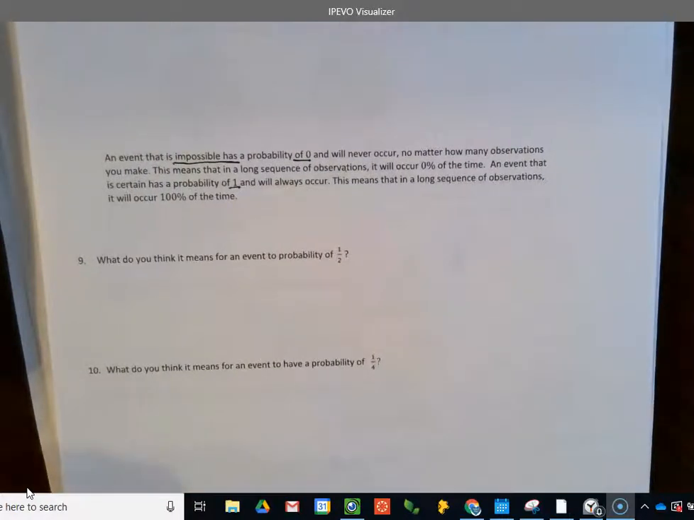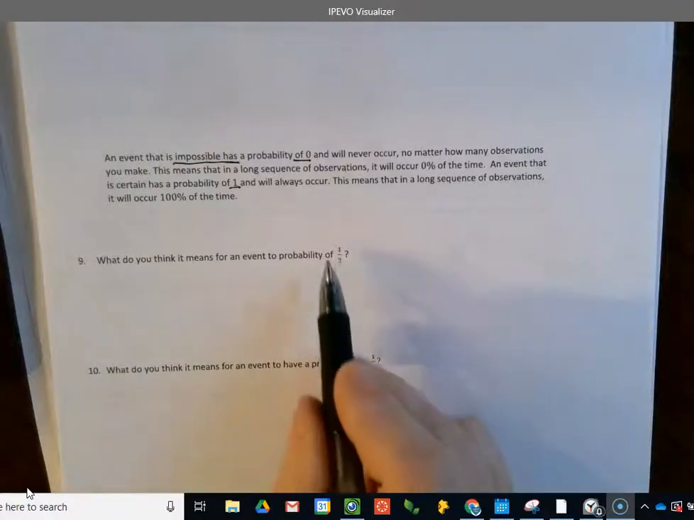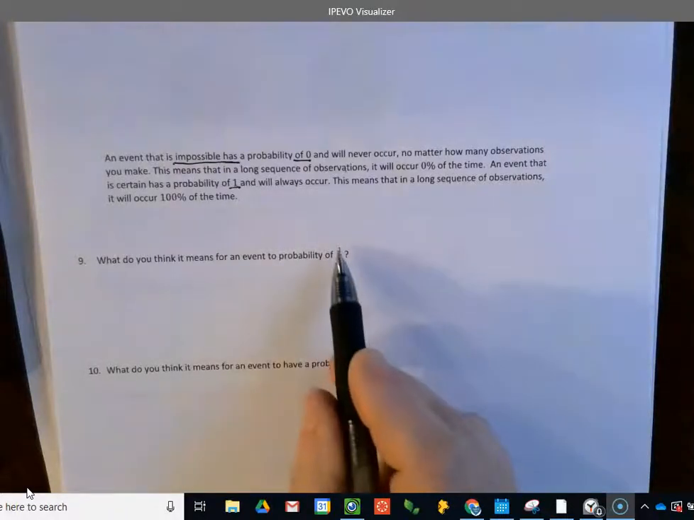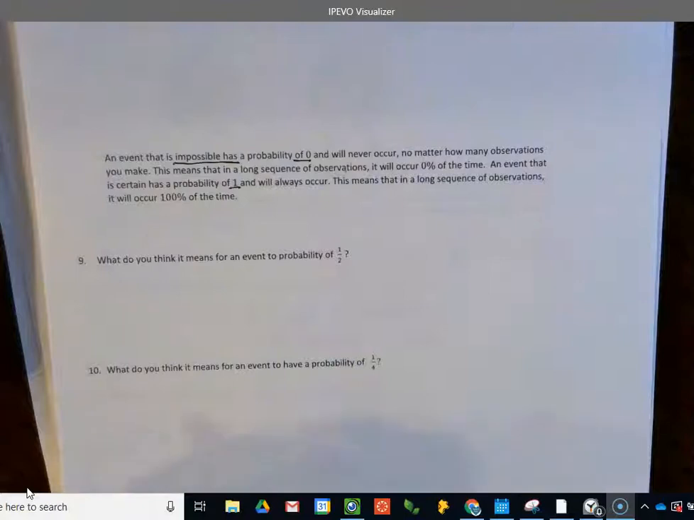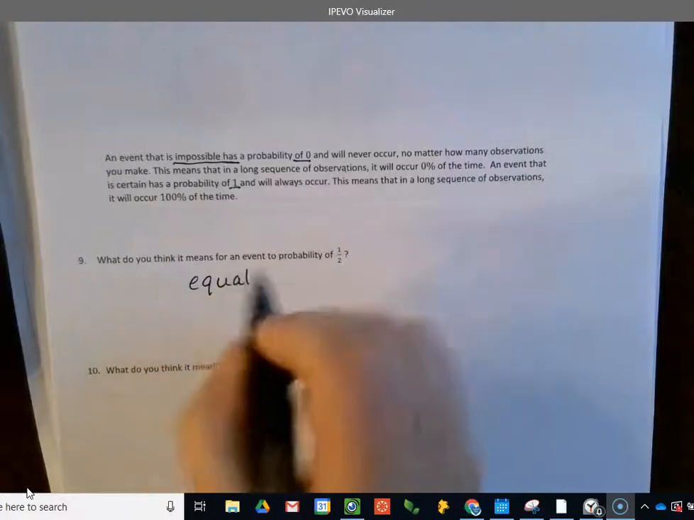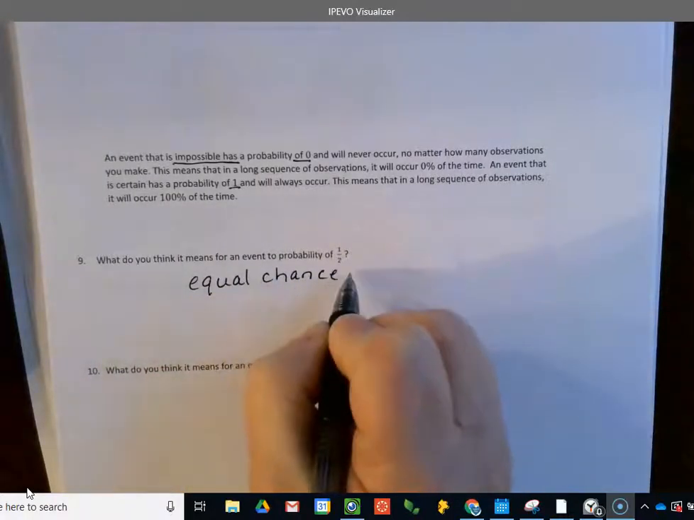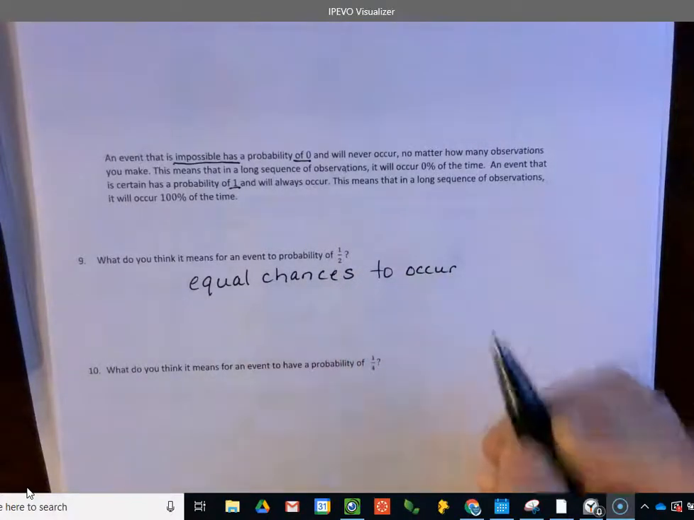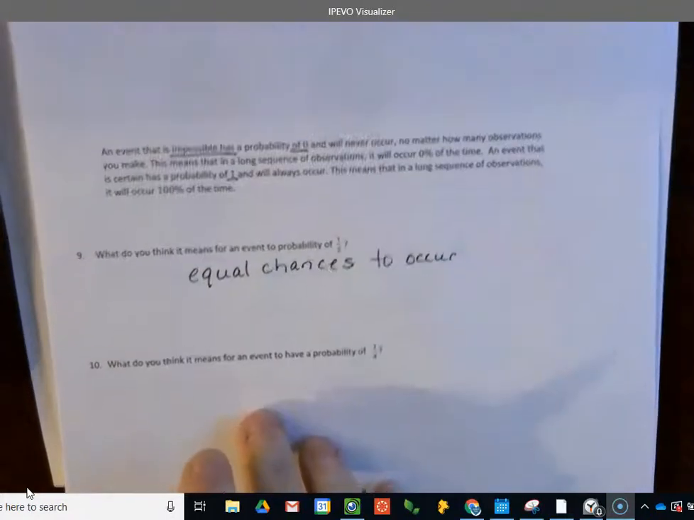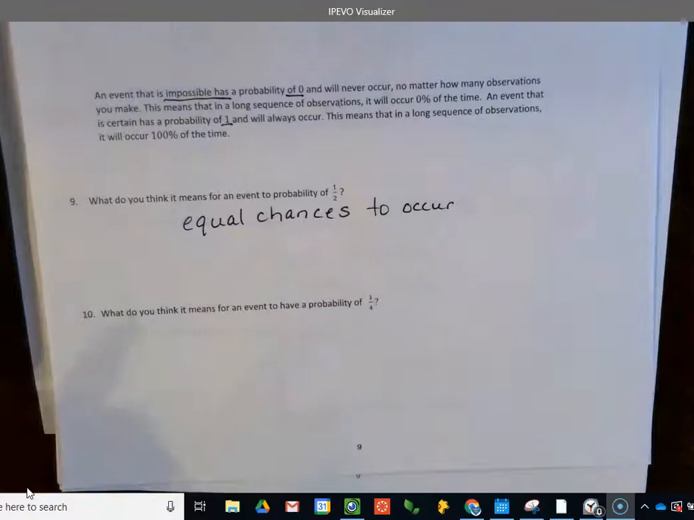What do you think it means for an event to have a probability of 1/2, or 1 out of 2? Okay. In that situation, it means that there are equal chances that it's going to occur. And what do you think it means for an event to have a probability of 1/4? You may pause the video and come back to that and check your answer.